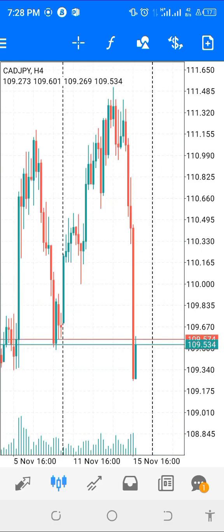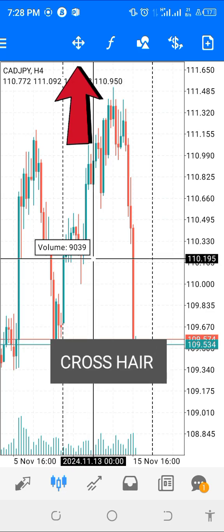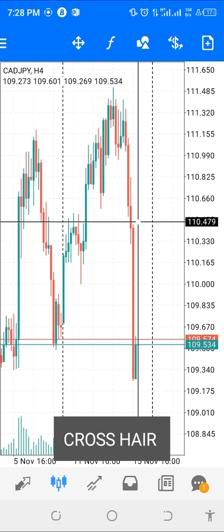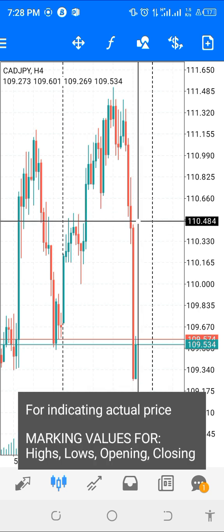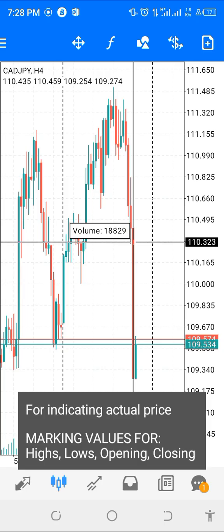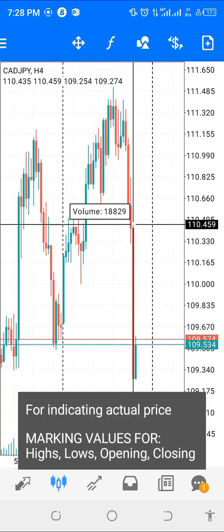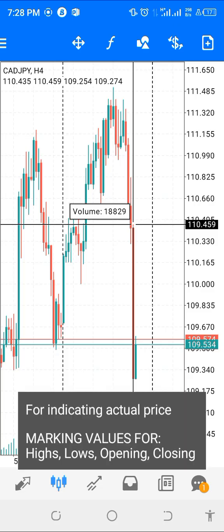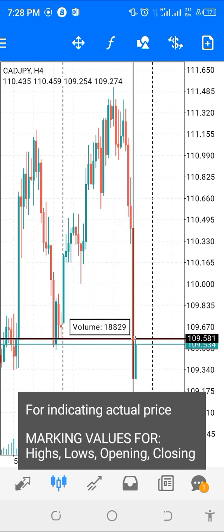For us to make use of the chart interface, you look at the top, you see this icon, or we can also call it a tool, known as your crosshair. You can use it to know, for example, when I place it at the top of this candlestick, it tells me the volume, 18829, and here it also tells me the price, 110.459, the CAD JPY. So it helped me to mark the price there.